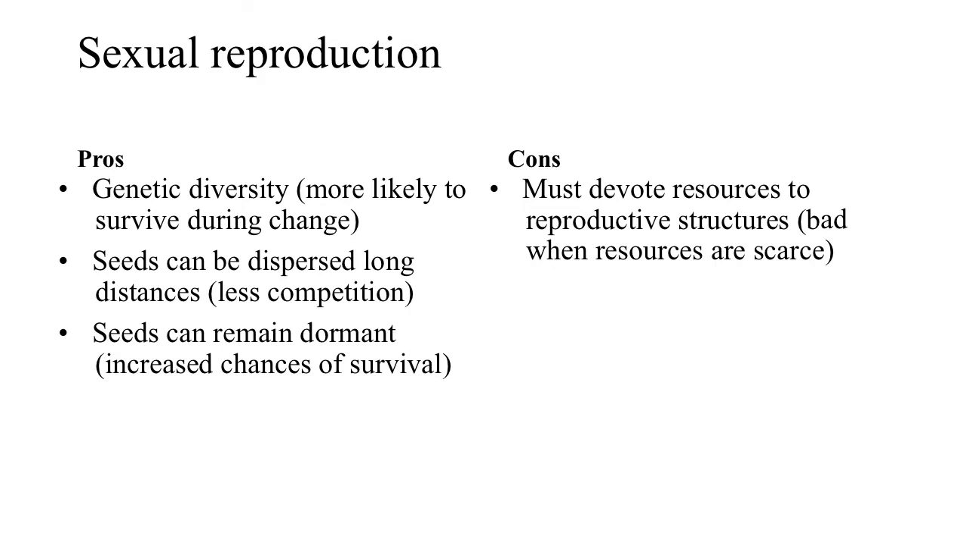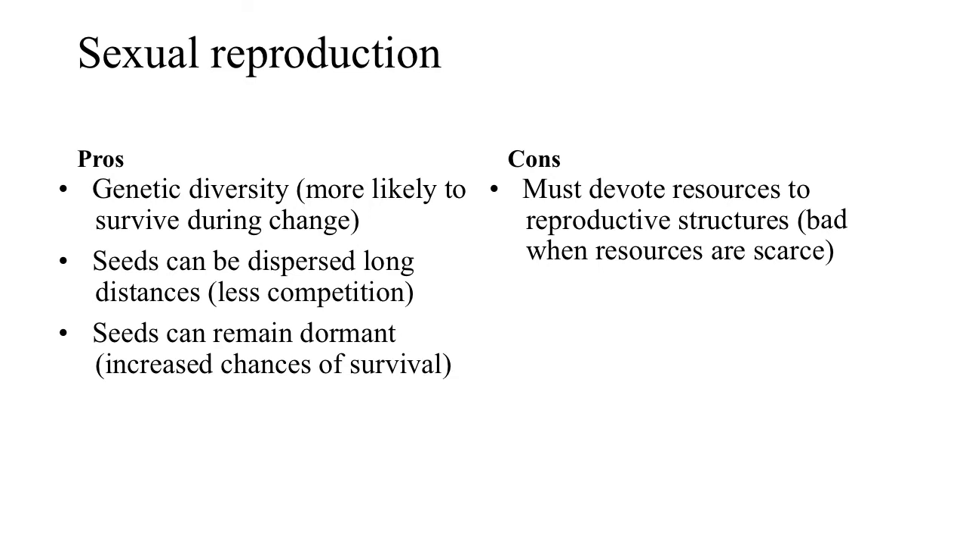Now we're going to talk about sexual reproduction. The pros and cons of it are sort of the flip of asexual. So the biggest pro is that we're getting that genetic diversity, which means they're going to be better able to survive if there's environmental changes. Another pro is that seeds can travel, which means you're creating offspring in areas where you're not going to be competing for resources like water or nutrients. That's positive because it means you're more likely to survive and your offspring is more likely to survive.